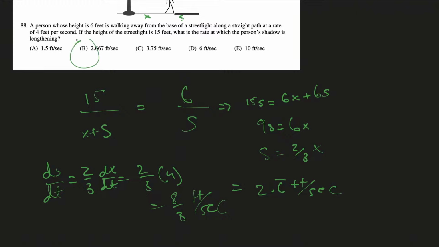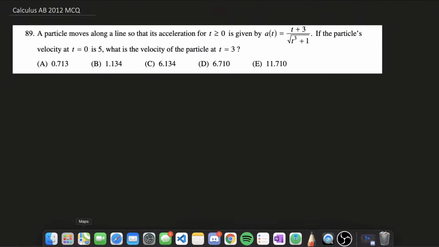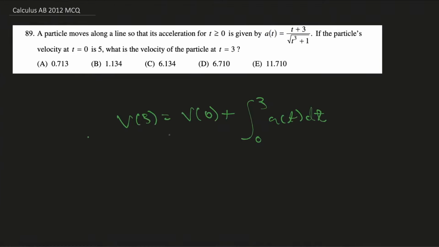Alright, a particle moves along a line so that its acceleration for time t greater than or equal to 0 is given by a of t equals t plus 3 over the square root of t cubed plus 1. If the particle's velocity at time t equals 0 is 5, what is the velocity of the particle at t equals 3? All you have to do is say the velocity at 3 is equal to the velocity at 0 plus the integral from 0 to 3 of a of t dt. This should explain the overall velocity, its ending velocity, given the velocity at time t equals 0.